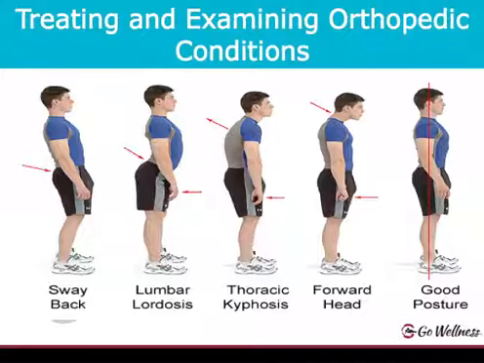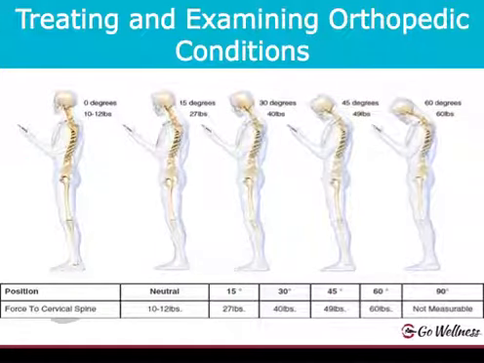The other thing that you'll find is for every inch that your head's forward, they're going to have so much more pressure. I mean, if you look at it, we'll jump to here real quick. If you go forward 15 degrees when you're looking at your phone, for example, that puts an additional 27 pounds on your neck. 30 degrees is 40 pounds, 45 degrees is 49 pounds, 60 degrees adds an additional 60 pounds.